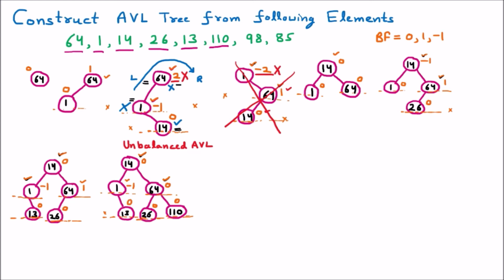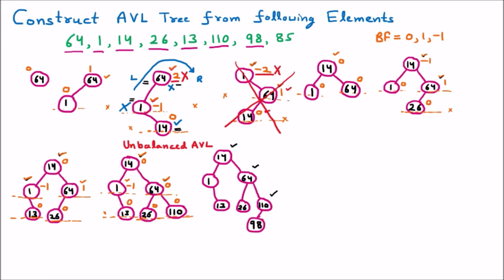Now we are going to construct the next node. Here the next node is 98. This is the existing tree and here we are inserting the node 98. We know that 98 is greater than 14, greater than 64 but less than 110. So the 98 will come on the left-hand side of 110. So 98 is constructed at the left of 110.